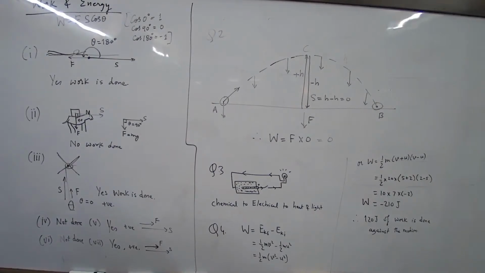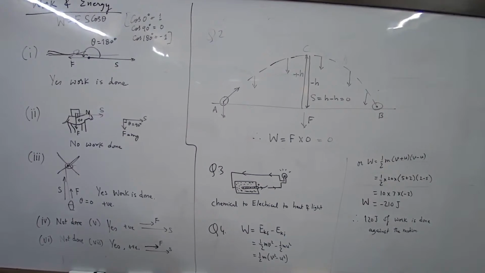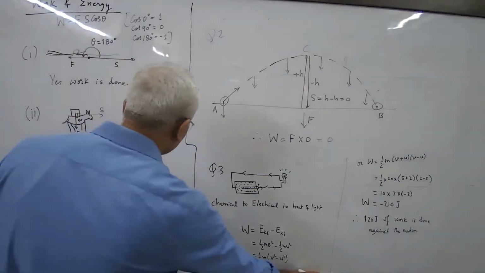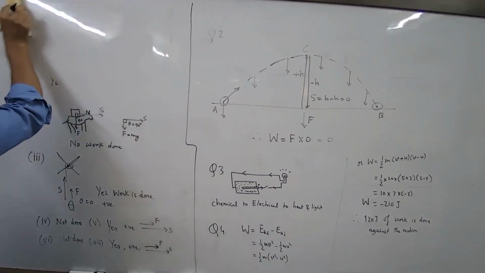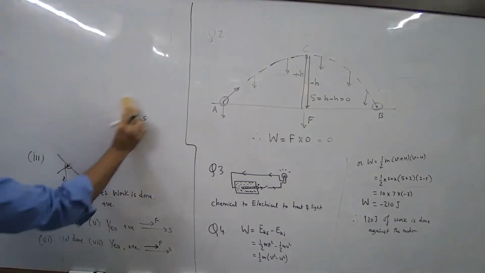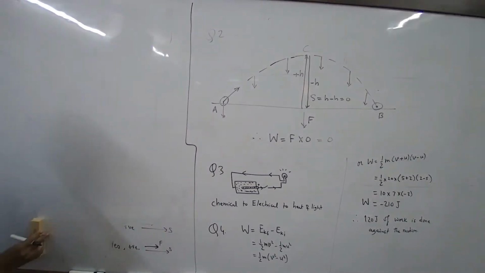A mass of 10 kg is at a point A on a table. It is moved to a point B. If the line joining A and B is horizontal, what is the work done on the object by the gravitational force? Explain your answer. Sir, in this case, the work done will be 0 because the force and the displacement are at 90 degrees.